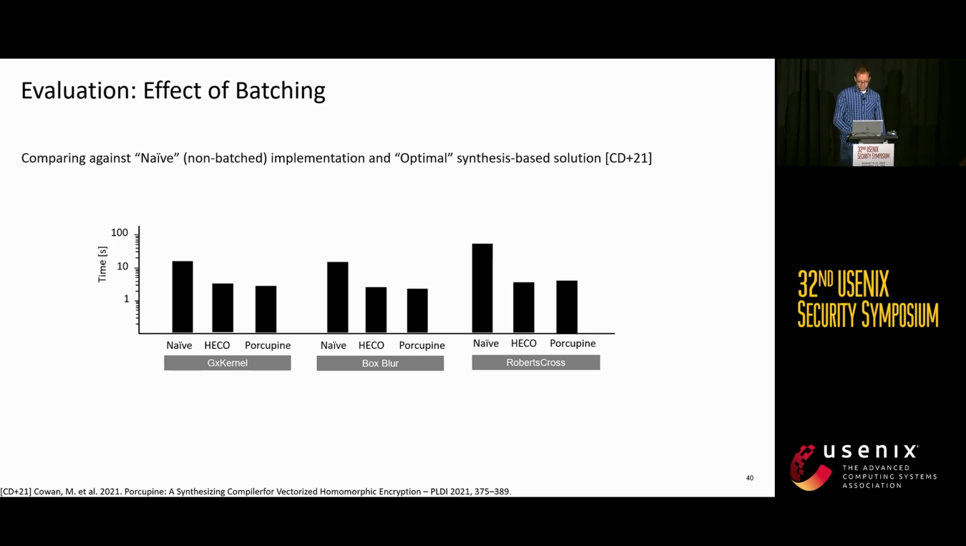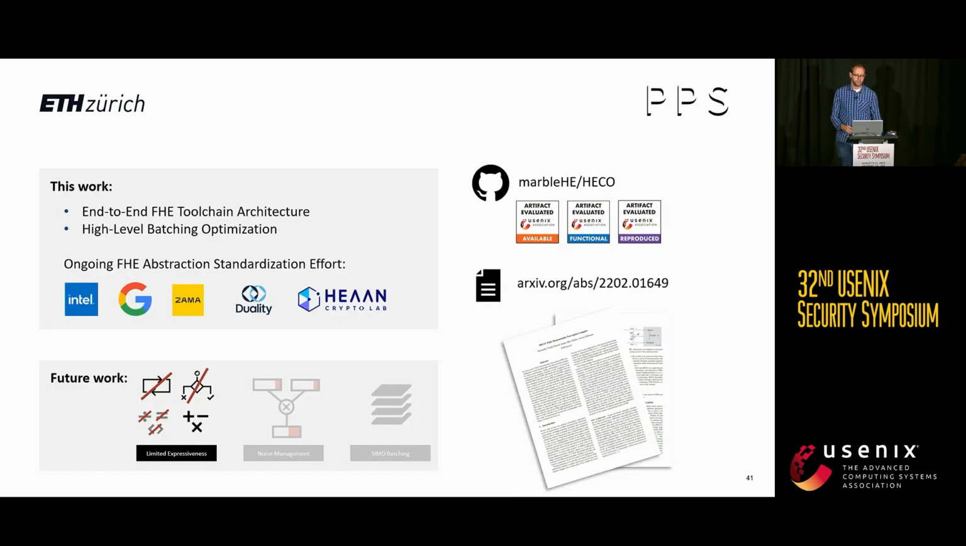So, in conclusion, with HECO, we presented the first end-to-end FHE toolchain architecture and demonstrated how this enables new optimizations that make efficient FHE accessible to non-experts. HECO is available as open source, and you can find the paper either on arXiv or, of course, on the USENIX website. And I want to thank all of the artifact evaluation reviewers for the lovely work they did in order to get us to those 3 lovely badges.